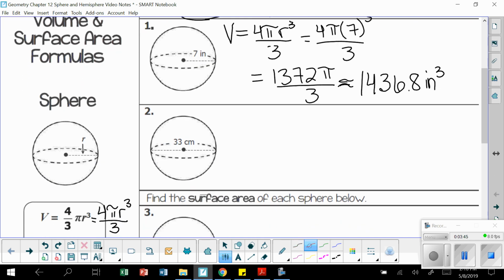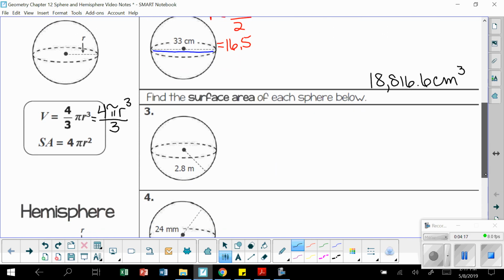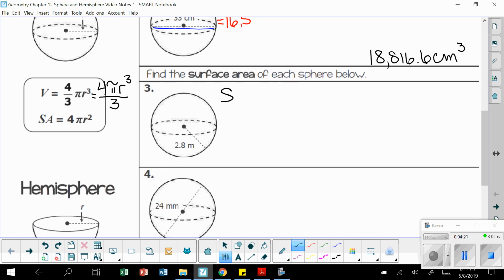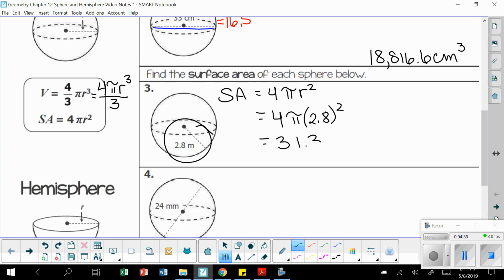Okay, so for number 2, I just want to point out this was the radius. For number 2, we have the diameter. So the radius is going to be 33 divided by 2, which is your 16.5. And then it becomes the exact same type of problem. The answer for this is okay. To find the surface area, it's 4 times pi times r squared. We have our r. They're squared because we're doing surface area.